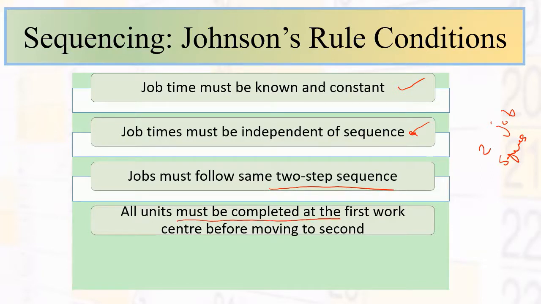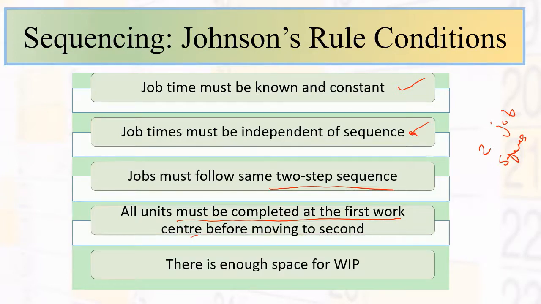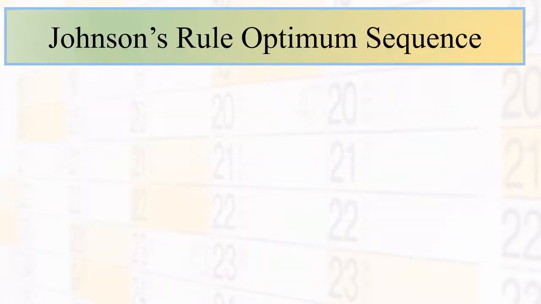All units must be completed in the first work center before moving to the second. So if something is not complete in the first work center, it cannot be moved to the second, which is common sense. And there's enough space for work in process because we're going to have some work in process. So these are the main assumptions for the Johnson's rule.